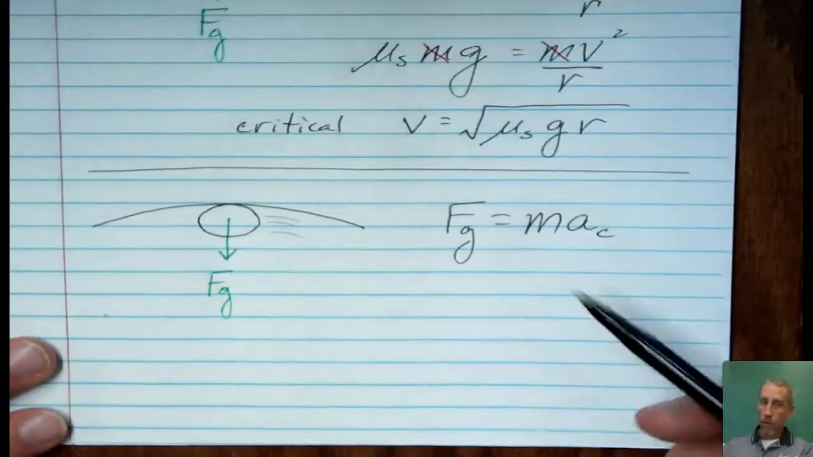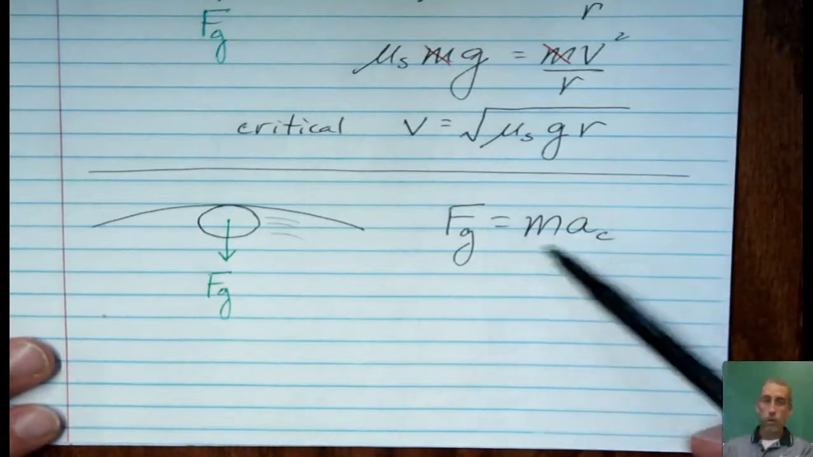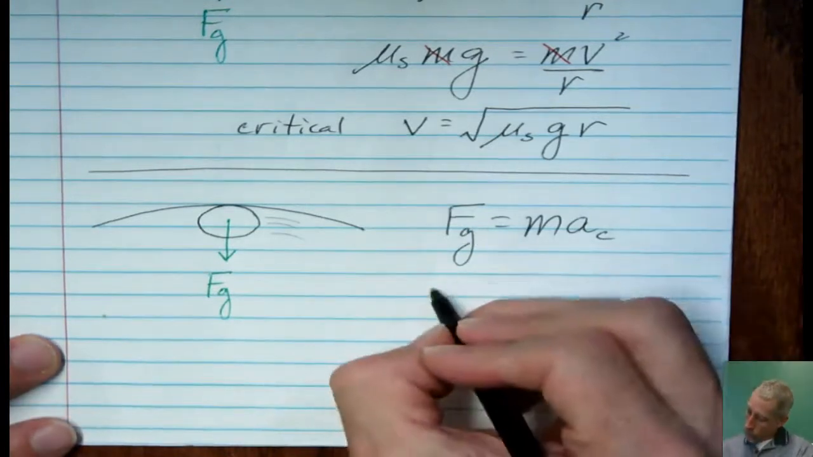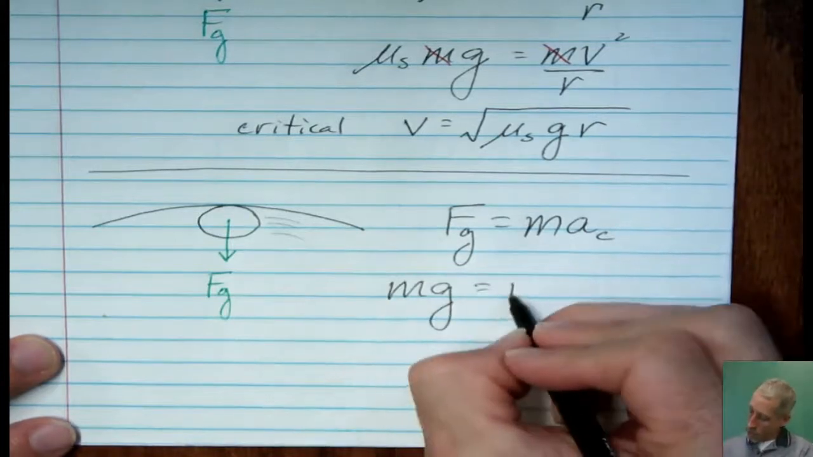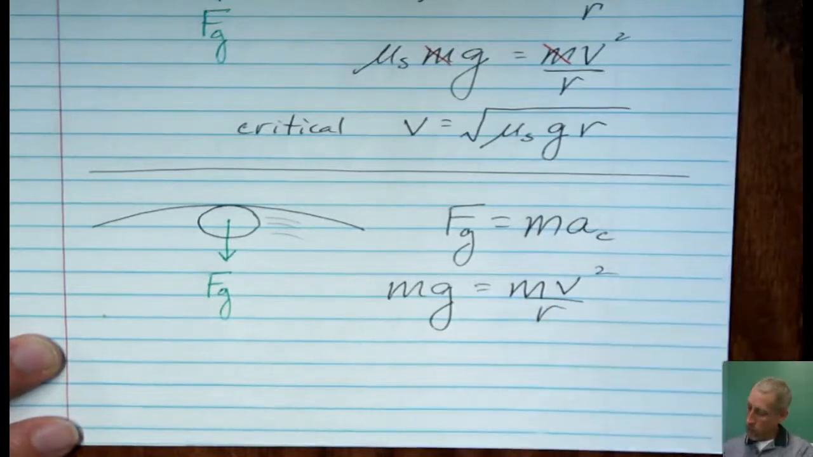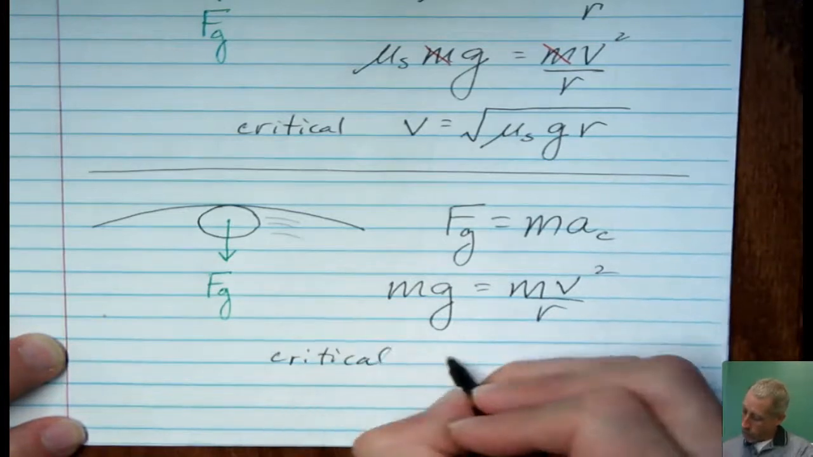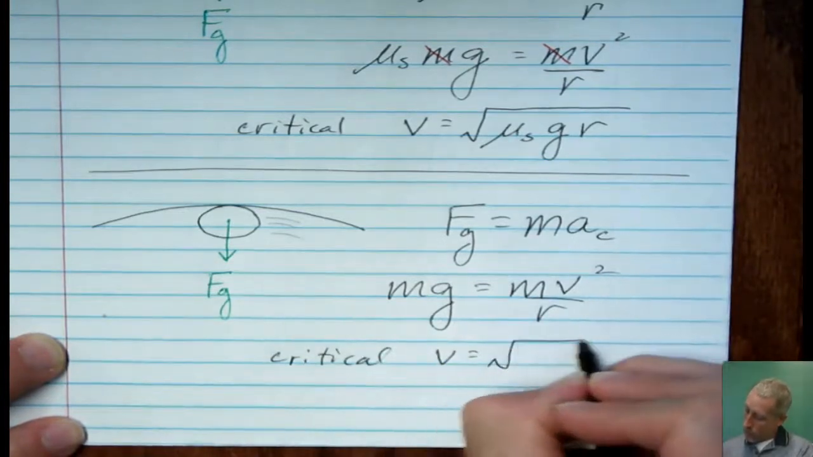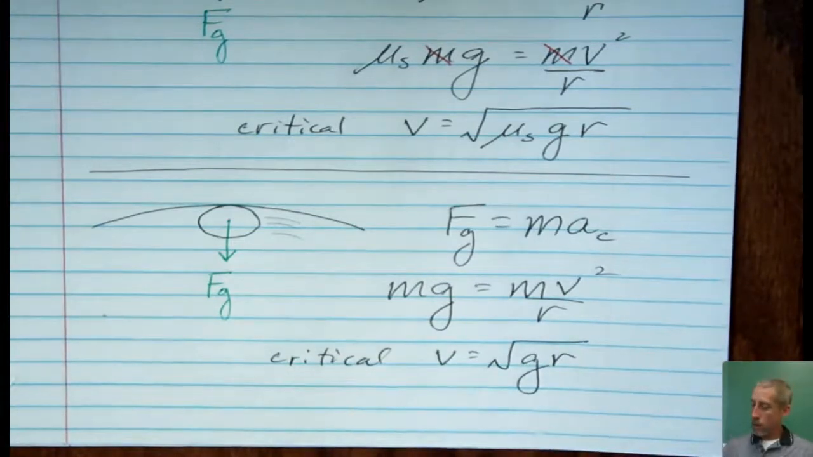Now be careful, don't carry this too far. This is one of the few times where the gravity force is also your net force. So I'll replace Fg with mg. I'll replace my centripetal acceleration with v squared over r. And then I'll do my little algebra move. And I'll find the critical speed for this one to be just radical gr. I don't have the mu involved because there's no friction involved in this one.